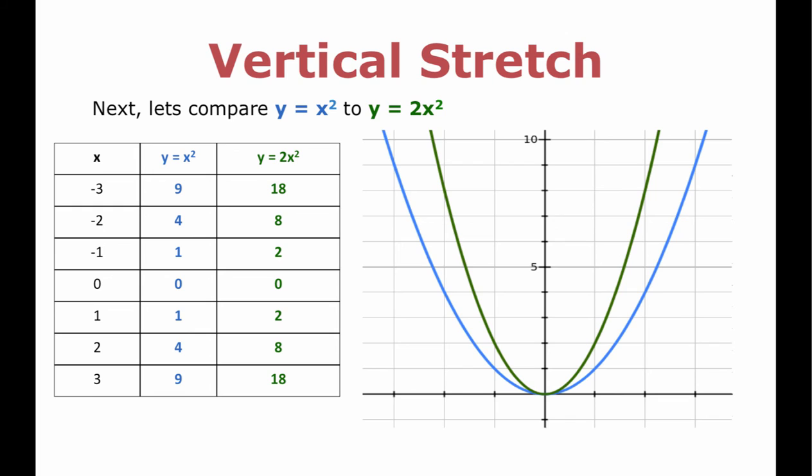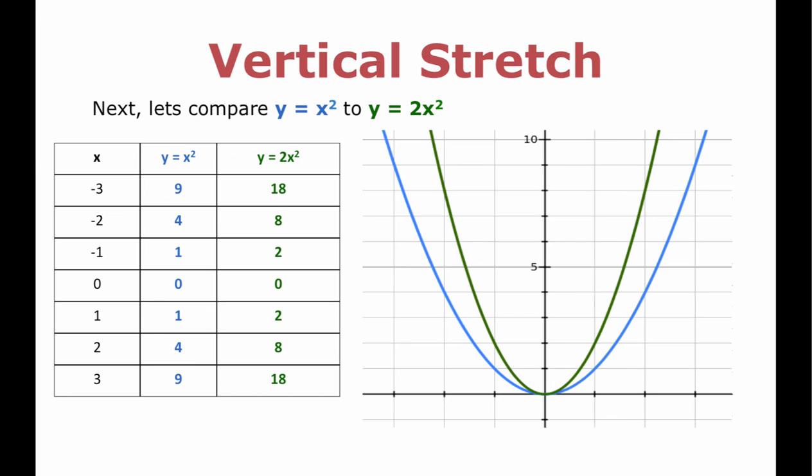When you take a look at the graph, however, it might not have been as obvious that your graph is actually going to become more narrow, because for each input of x, your output is going to be double what it used to be. So it makes our graph increase in pace much more quickly than our basic y equals x squared. So our graph is more narrow.